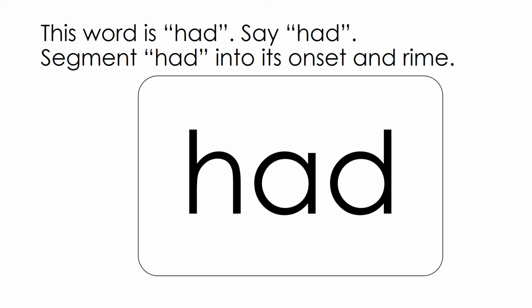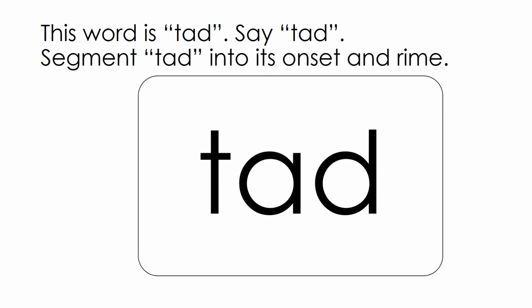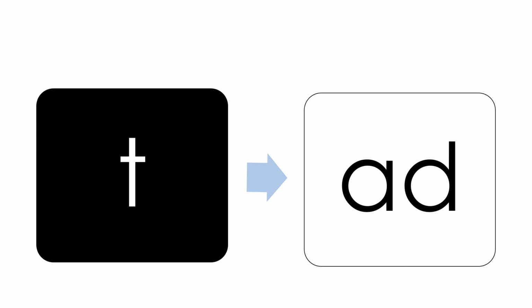This word is had. Say had. Segment had into its onset and rhyme. Add. This word is tad. Say tad. Segment tad into its onset and rhyme. T. Add.